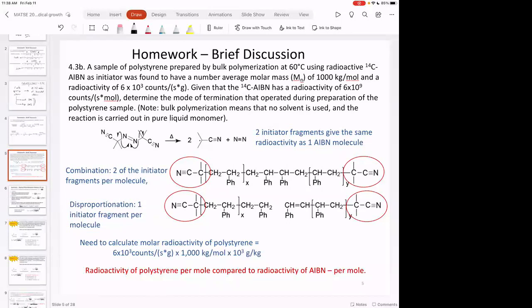So this problem is a little hard. It's a little bit of bookkeeping, but it's to make you realize that the N groups are different when I terminate by combination versus when I terminate by disproportionation. And that's a really important concept. All right, any questions?